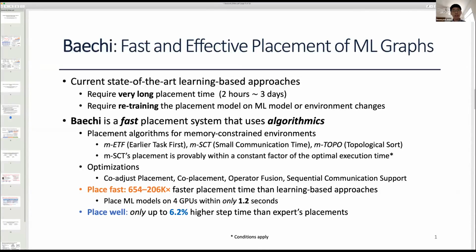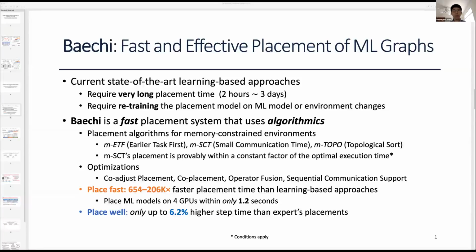The question here is how to split and place those subgraphs on GPUs. In other words, the device placement on machine learning graphs. The current state-of-the-art approaches use reinforcement learning techniques. They show decent performance of the training step execution time.